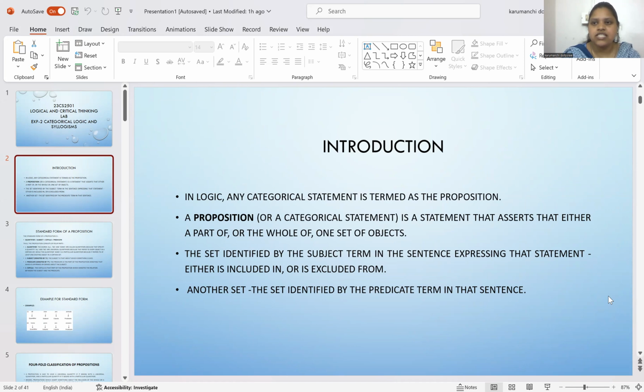A proposition is a statement that may cover a part of a set, or the whole of the set of objects present in a statement or a set of information. The set identified by the subject term in the sentence expressing that statement must either be included or excluded in the statement. Another set is the set identified by the predicate term in that sentence.